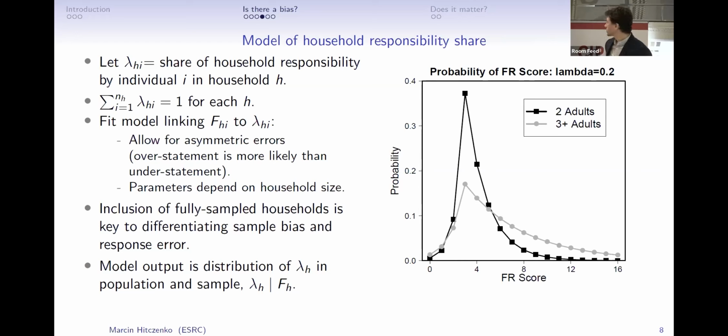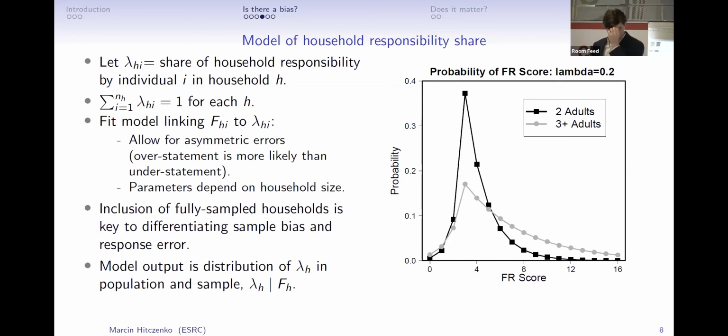So on the right here is an example of what the model shows, for example, for lambda equal to 0.2. You can see that for all households, the most common response is F with 3, but there's considerable error, especially towards higher values, so overstatement, and in particular for larger households. And so this model basically gives us distributions of lambda in the population and also in our sample.